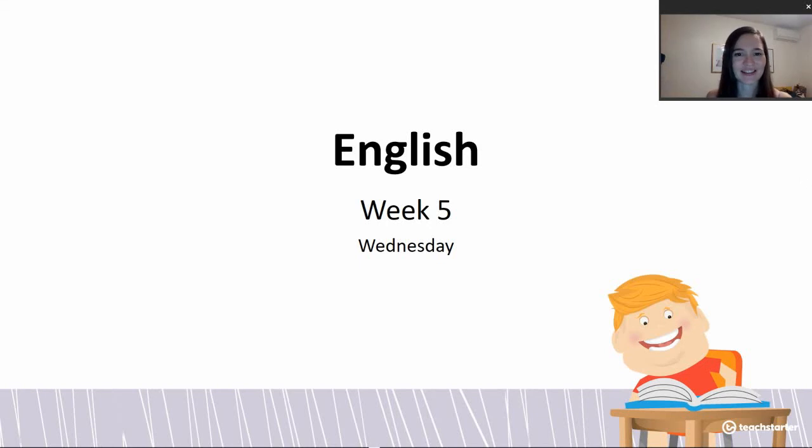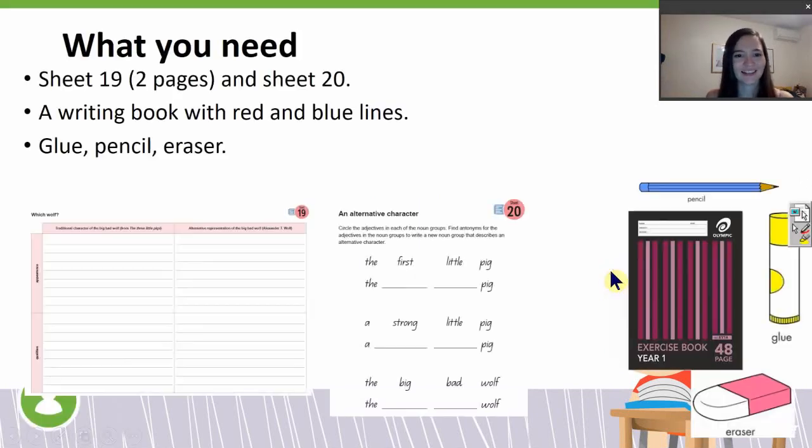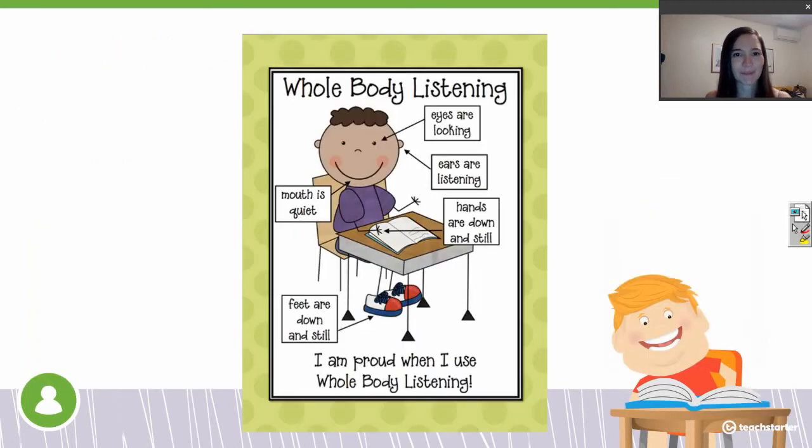Let's have a look at what you need to go and grab today. Okay, so you'll need sheet 19, which is 2 pages, and sheet 20. You'll need your writing book, your pencil, your glue stick, and your eraser. So go grab those things and then come back.